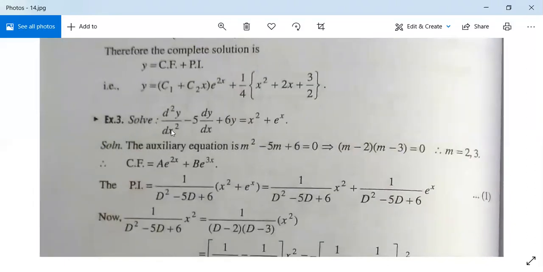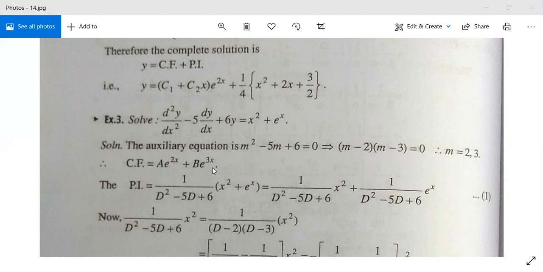Solve d²y/dx² - 5 dy/dx + 6y = x² + e^x. Here the auxiliary equation will be m² - 5m + 6 = 0. So it is (m - 2)(m - 3) = 0. It means m is equal to 2 and 3. Therefore, the complementary function will be a e^(2x) + b e^(3x). This is our complementary function.